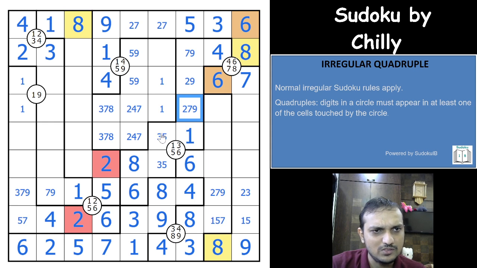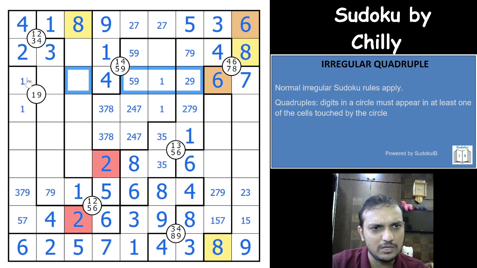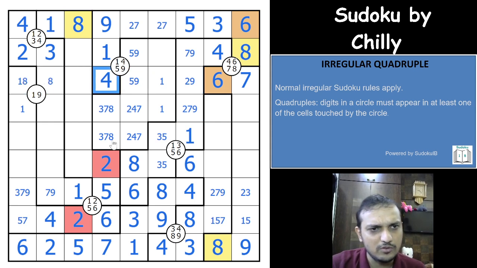We might be missing something. Let us see. Eight is not here. 8 cannot be here. None of these cells can be 8. So one of 8 would have to be in one of these 2 cells.